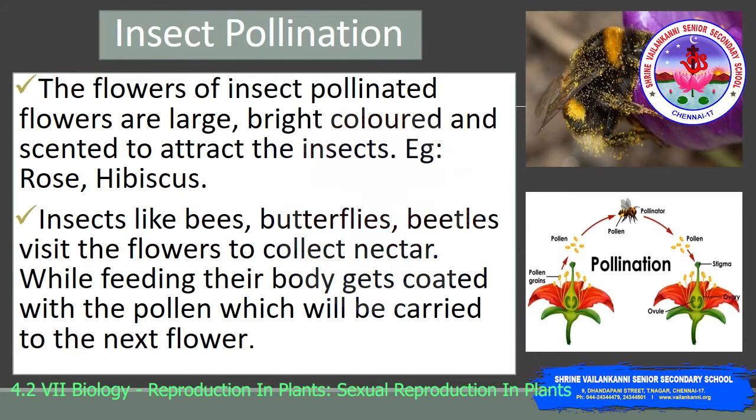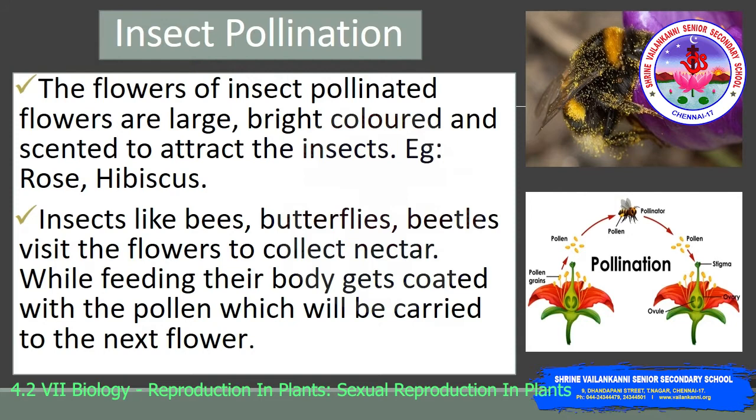For pollination to happen, it requires certain agents, which may be insects, wind or water. Now, we shall study each of these agents. First amongst them is insect pollination.